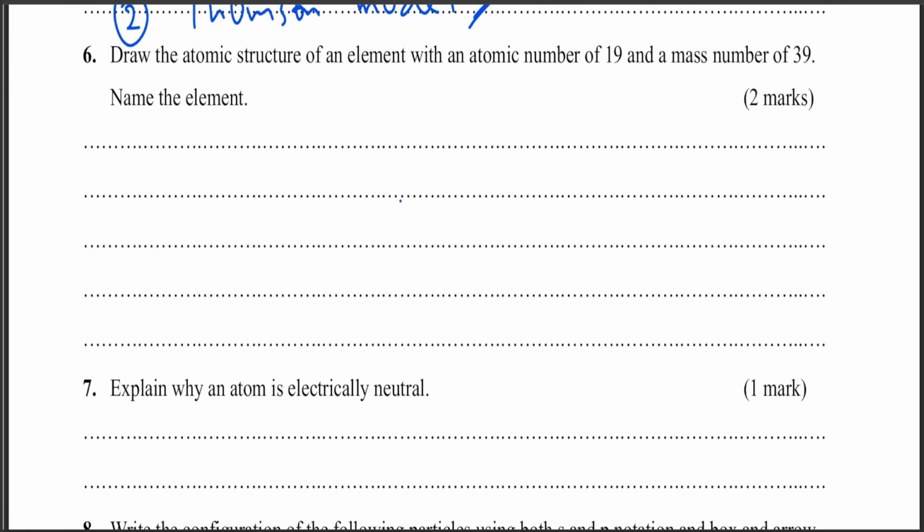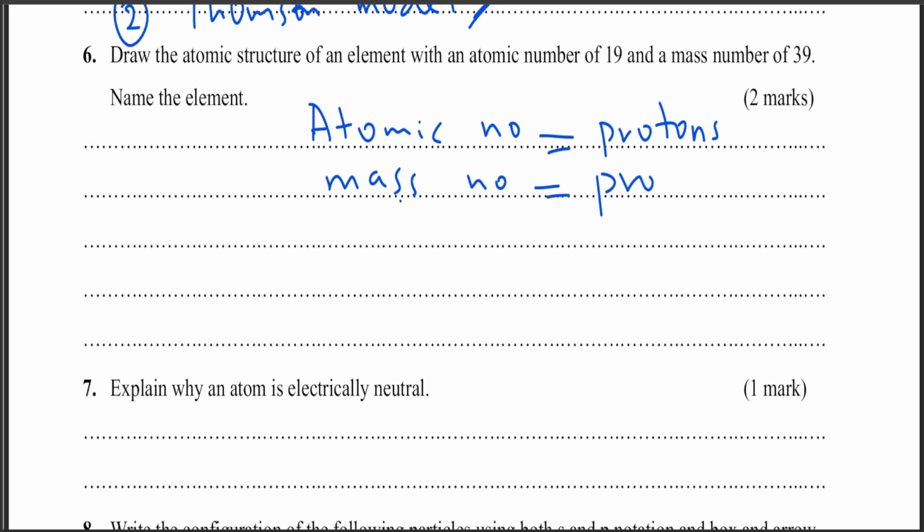Draw the atomic structure of an element with an atomic number of 19. Now we know that the atomic number is the number of protons, so it's the total number of protons in the nucleus of an atom. And the mass number is basically equal to the protons plus neutrons. Now, you've been told to draw the atomic structure of an element with an atomic number of 19, which has 19 protons, and a mass number of 39.